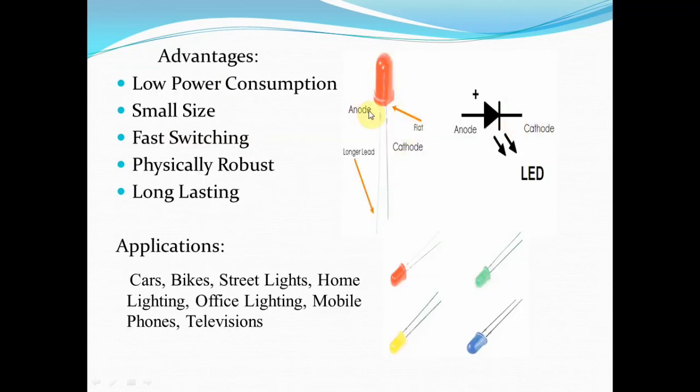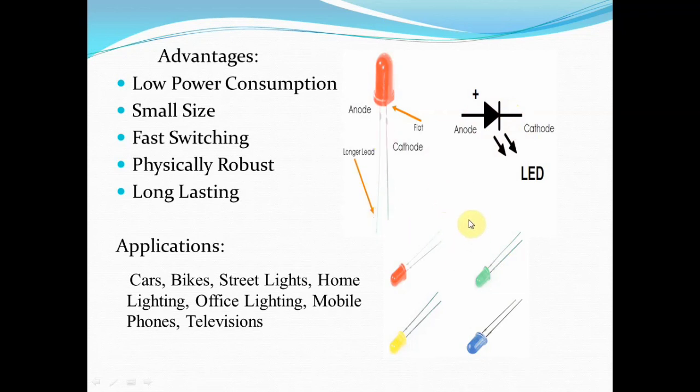So see, this is the picture for LED. This is the transparent cover for the LED. LED has two terminals. One terminal is called the anode, which is the positive terminal, and the second terminal is called the cathode, which is the negative terminal. And this is the symbol of an LED, represented by anode, that is positive, and cathode, which is negative.